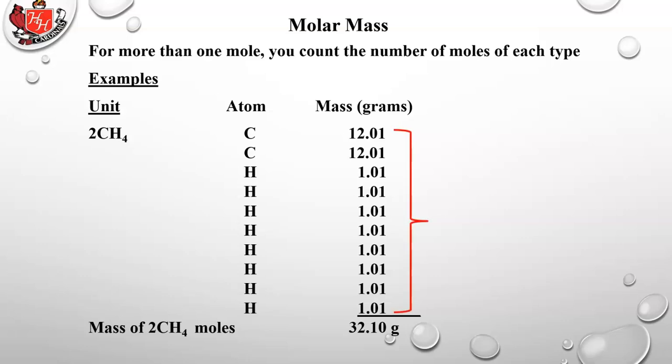For more than 1 mole, you can count the number of moles of each type. For example, you have 2CH4. That means you're going to have 2 carbons. Each one is 12.01 grams. A mole is 12.01 grams. And then you have 2 times 4, or 8, moles of hydrogen, which is 1.01 grams each. You simply add all those up and you get the mass of 2 moles of CH4 is 32.1 grams.